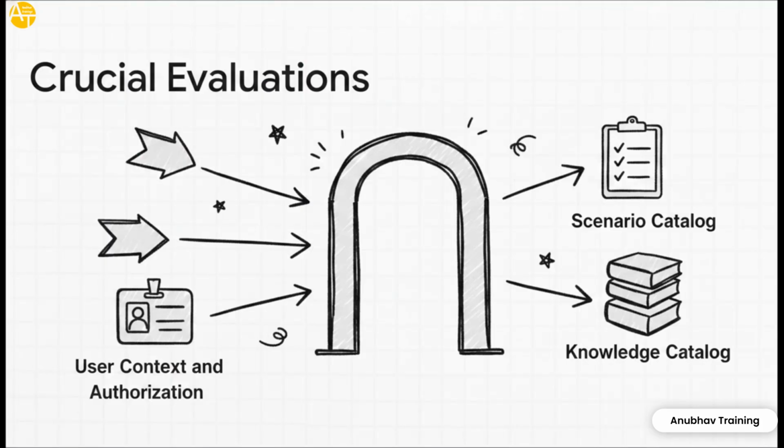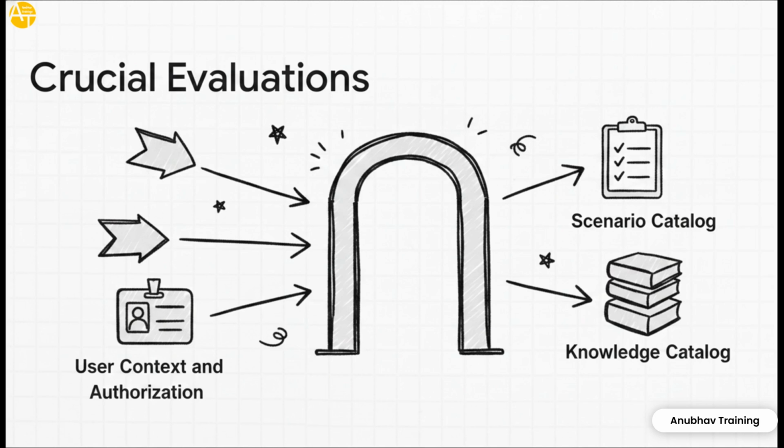So what's really interesting here is that Joule doesn't just blindly pass your question off to an AI. No way. Instead, it acts as this highly intelligent gatekeeper, performing 3 absolutely crucial evaluations. First, it checks the scenario catalog. It's basically asking, what actions am I actually allowed to perform? It reviews the SAP-delivered skills, plus any custom skills built across your specific landscape.